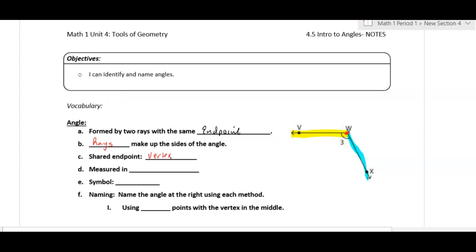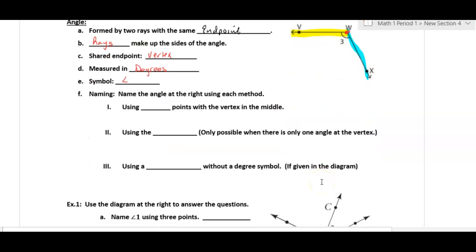Now, angles are generally measured in what we call degrees. Okay, and the symbol we use when we name an angle is just a little angle symbol like that. Okay, now there are a couple different ways we can name angles. The first way we can name an angle is using 3 points with the vertex in the middle.